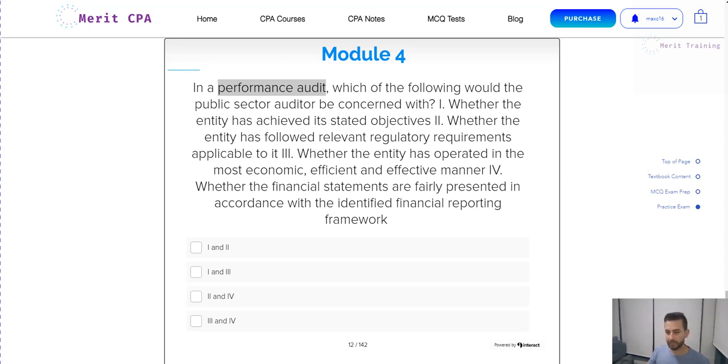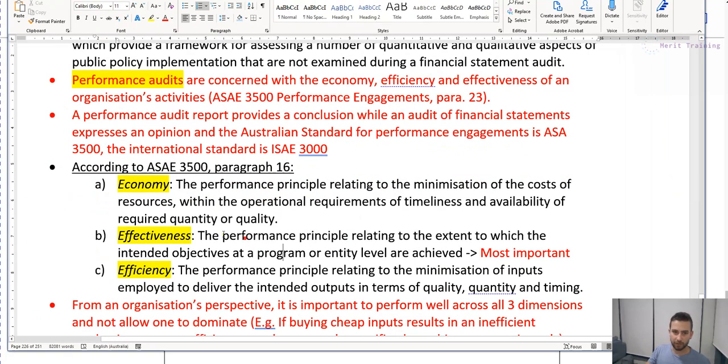So anyway, that's just a practical example, but let's apply that to this question. Which of the following in a public sector performance audit would the Governor General be concerned with? One, whether the entity has achieved its stated objectives. Definitely applicable here. That's to do with effectiveness, whether the entity has achieved its objectives.